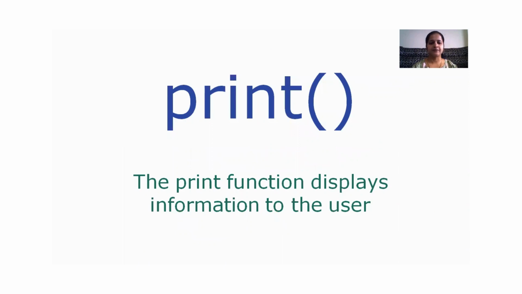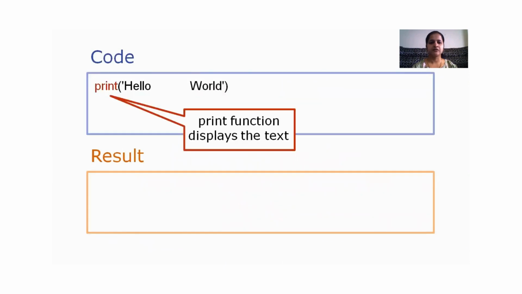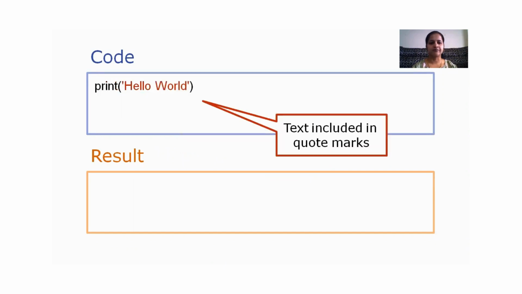So print. The print function displays information to the user. So here the print function is used to display the text, whatever is there in the braces, in the quotes. So hello world, that is text included in the quotes, will be displayed as it is. So after print, whatever is there in the braces in quotes, that will be displayed as it is.